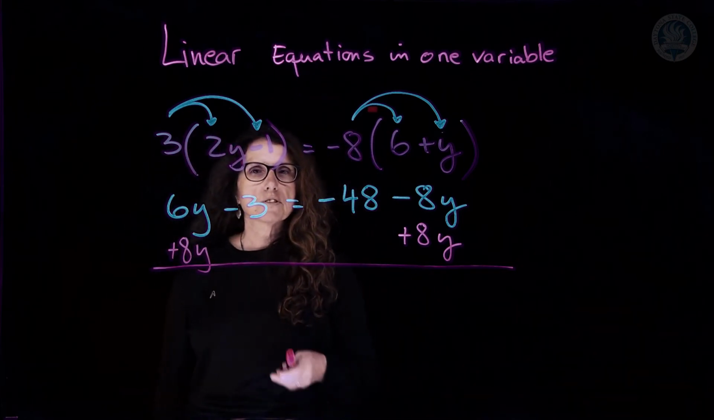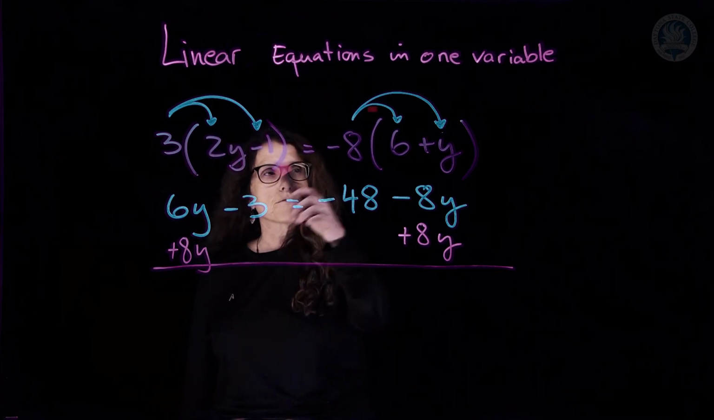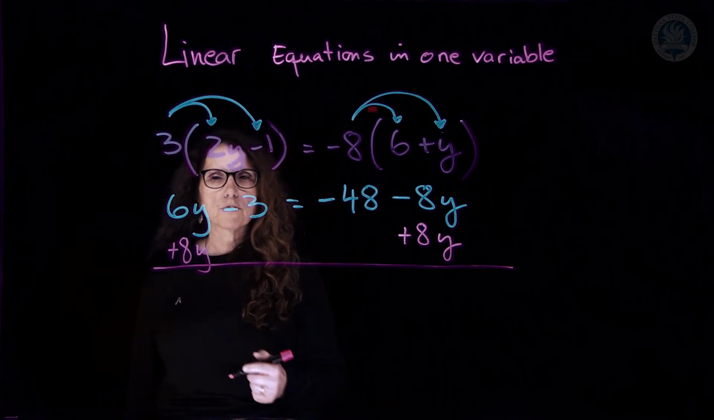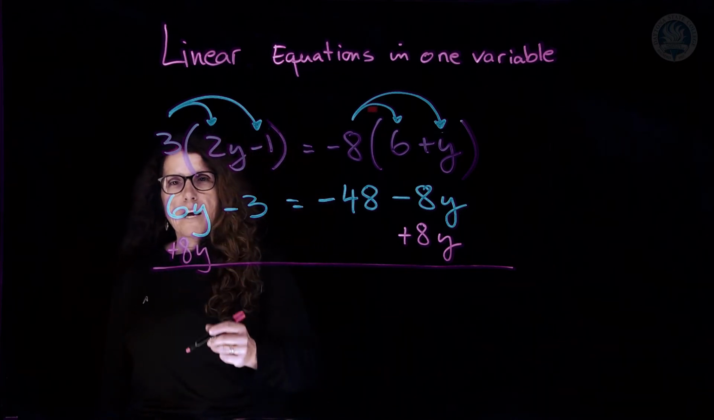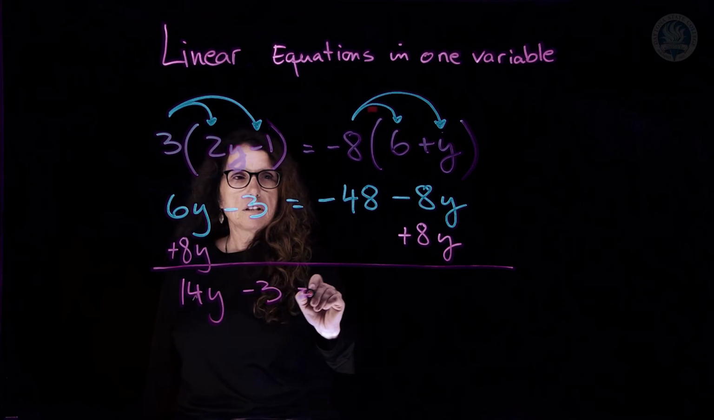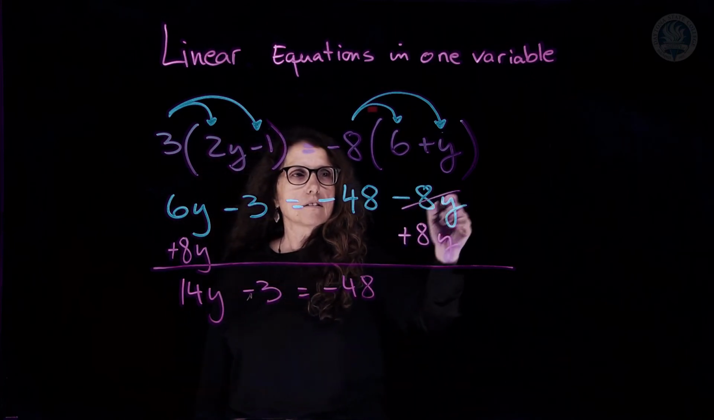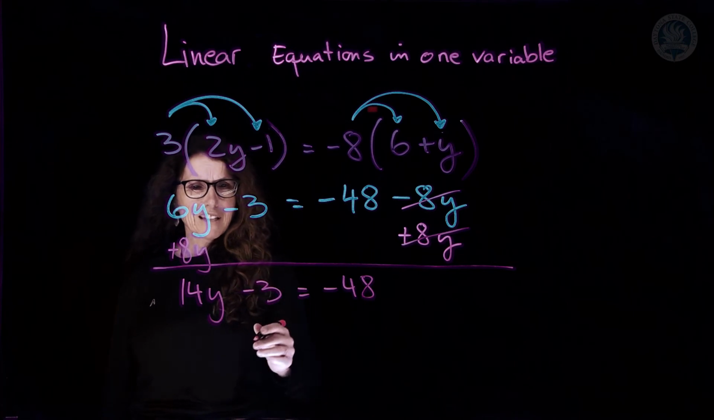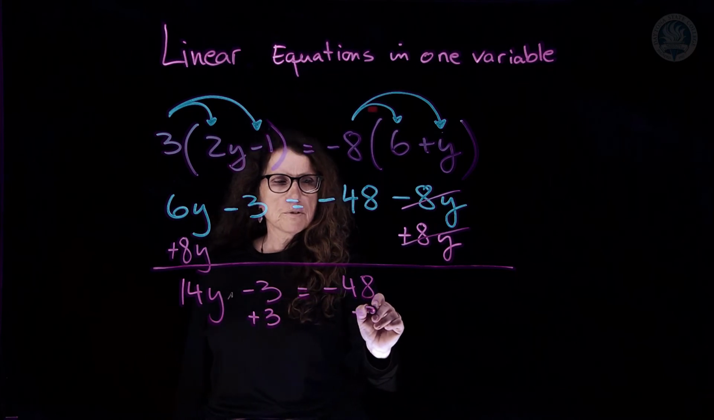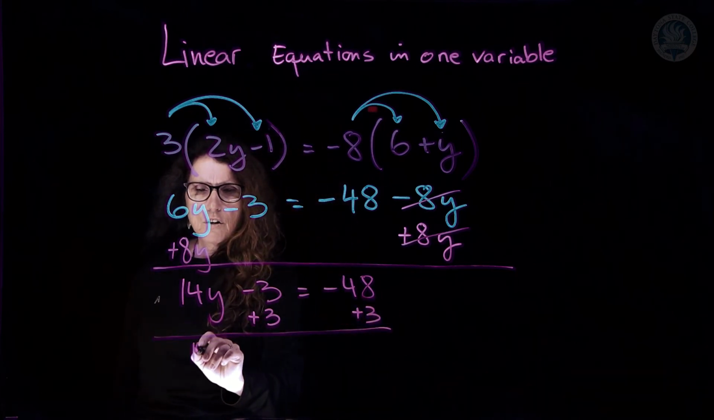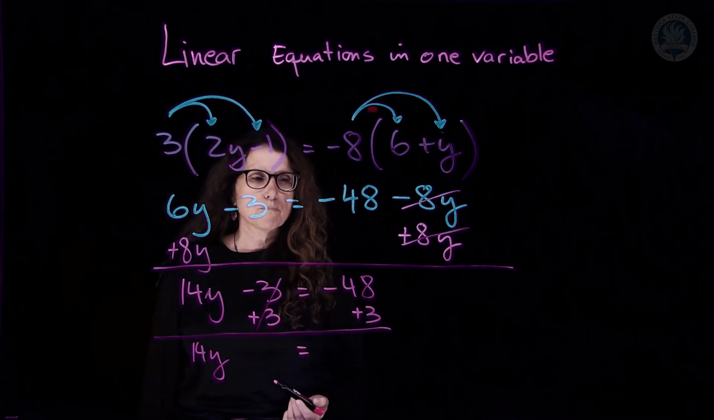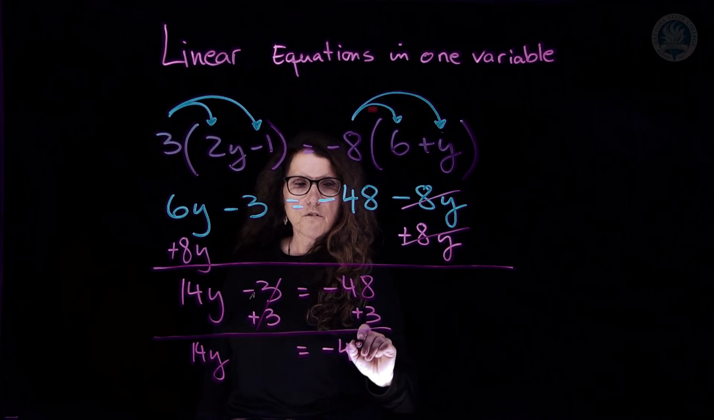Now, you could have also said, I want to start with that negative 3 and bring it to the right-hand side. That is perfectly fine as long as you are consistent with your steps. So we're adding 6y plus 8y is 14y. Bring down the minus 3 equals negative 48. The negative 8y plus 8y cancel. To isolate the y, now it's time to move the 3 to the right-hand side. 14y equals negative 48 plus 3, which is negative 45.